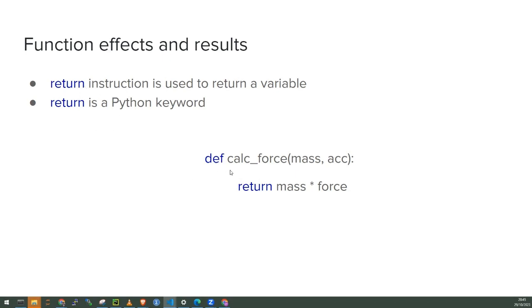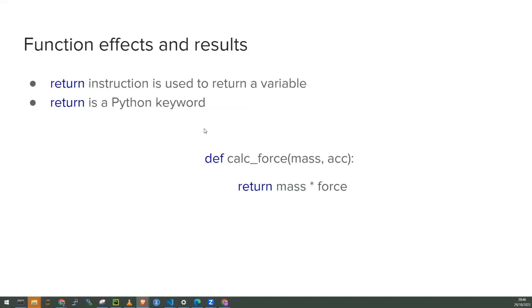So if you look here below, we have this force. We created this function in the previous video where we calculated the force, given the mass and acceleration. And now we return the result of this calculation, mass times acceleration, right? And we can use that and store it in a variable. Now, return, which I highlighted in blue, is a Python keyword. Therefore, you can't use it as a variable name or as a function name.